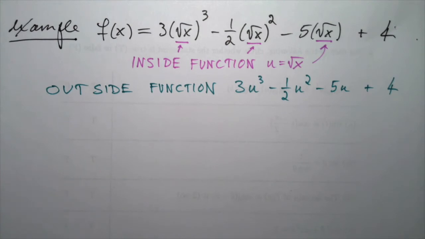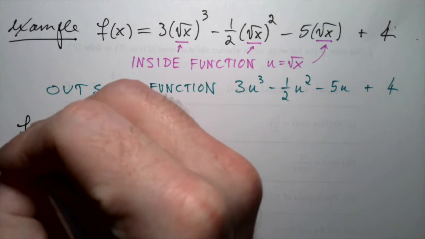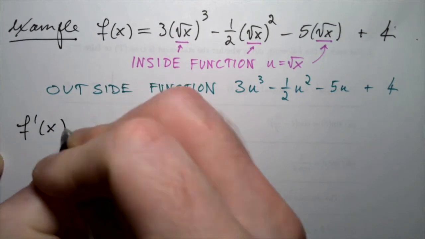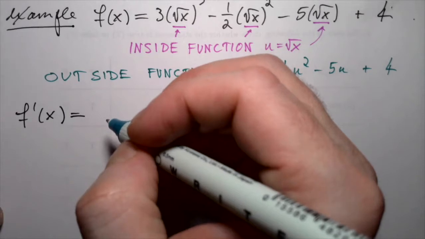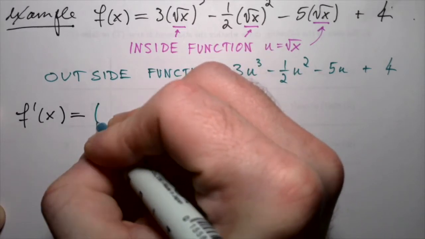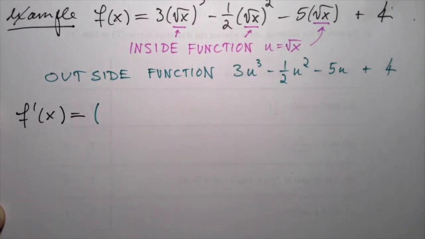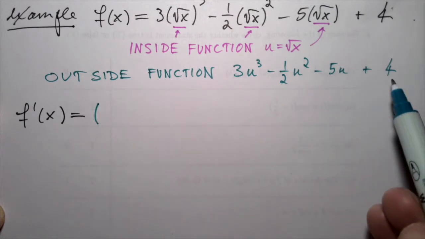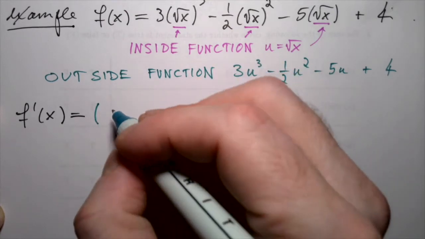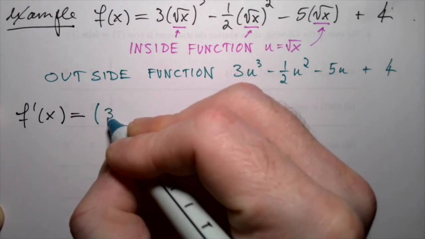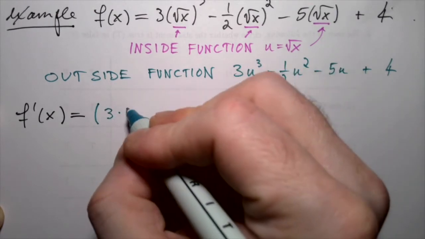Now let's apply the chain rule. The derivative of f is the derivative of the outside function evaluated at the inside function times the derivative of the inside function. So let's first take the derivative of the outside function, but just with respect to u. This is some polynomial, so we can take the derivative just by applying the power rule to each piece.